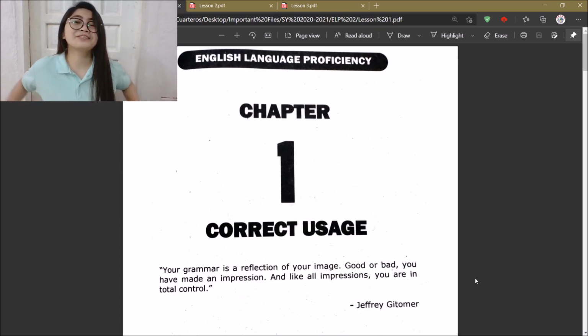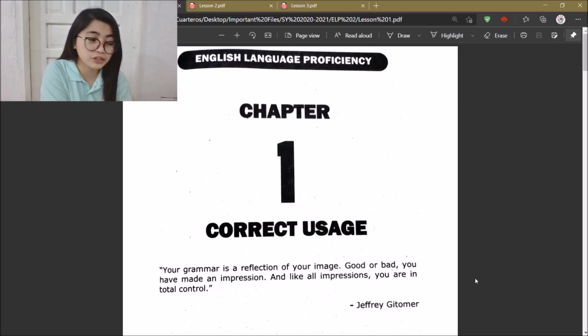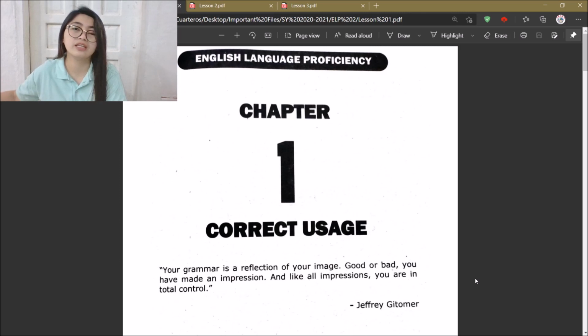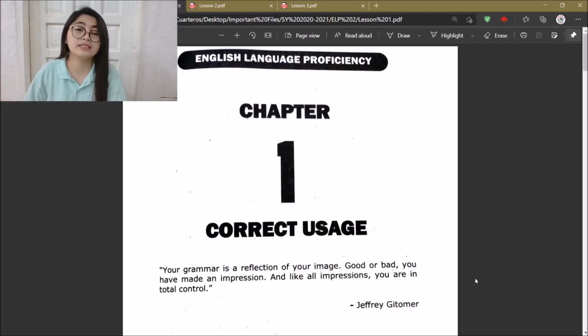Let's proceed now to our topic. Chapter one is about correct usage. According to Jeffrey, your grammar is a reflection of your image. Good or bad, you have made an impression. And like all impressions, you are in total control. So what do we mean by that? It is a reflection of your image, especially so that after you graduate, you will apply to different industries, different works, companies, and it is really a reflection of your image.